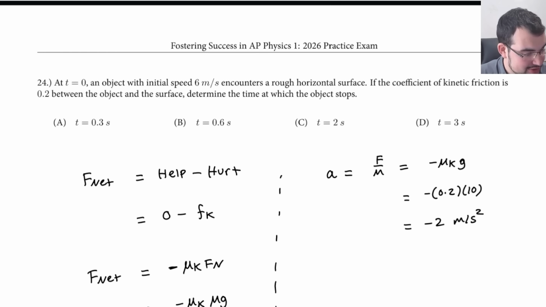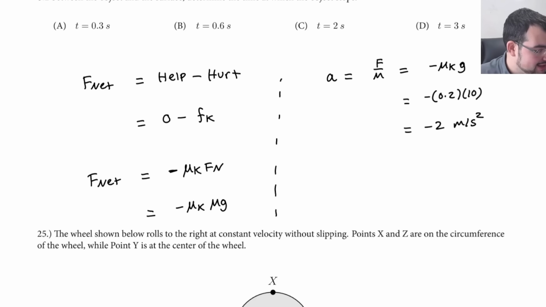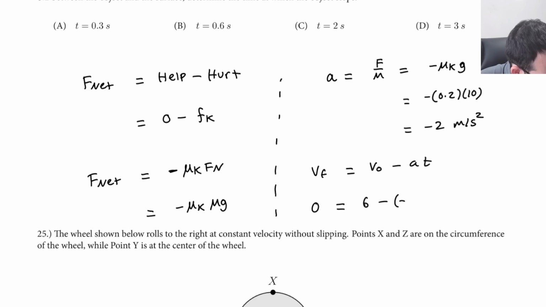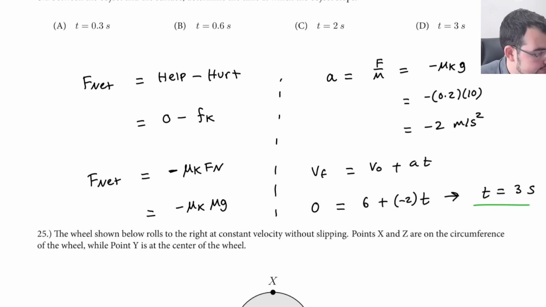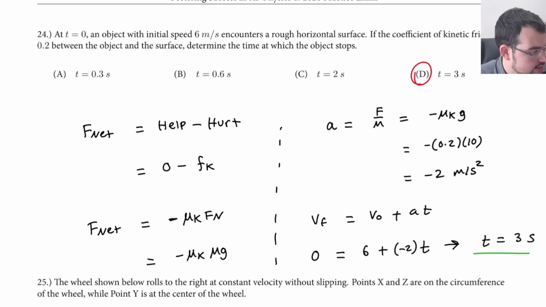Now we just do kinematics. So our initial speed is 6 meters per second. We want the stopping time. So we don't want the kinematics with distance in it. So we just use Vf equals V0 minus at. So 0 equals 6 minus negative 2, or sorry, plus negative 2 times t. So t equals 3 seconds. You did have to do forces and kinematics, so it's a two-step thing here. This is a pretty standard question, though.